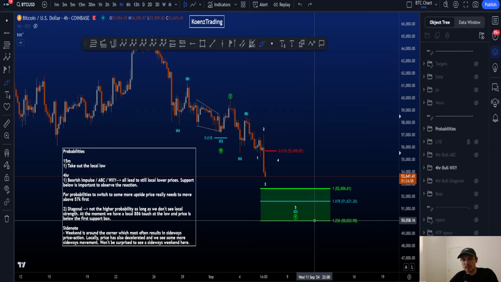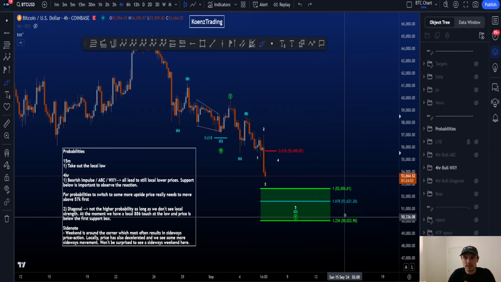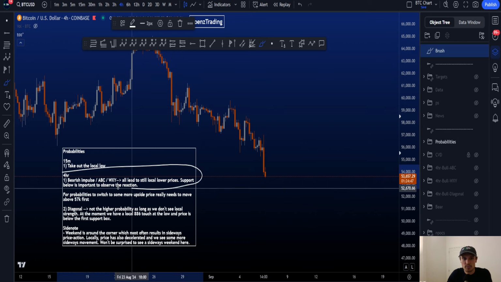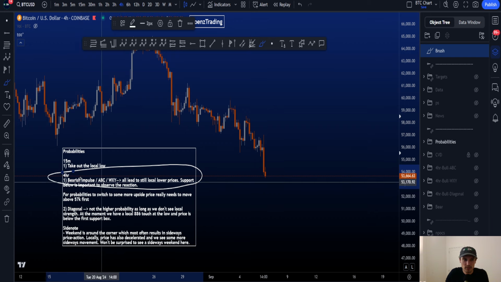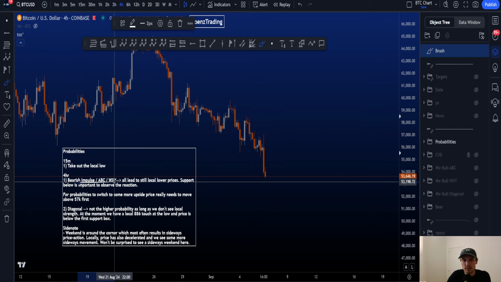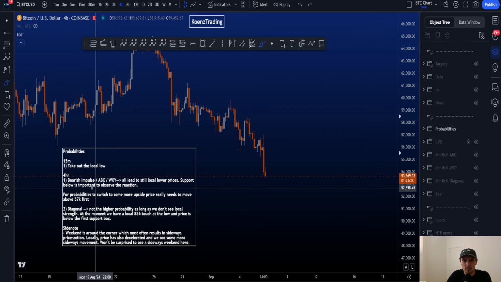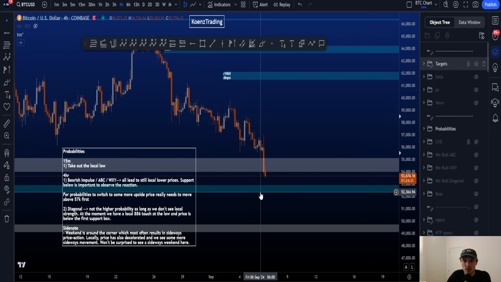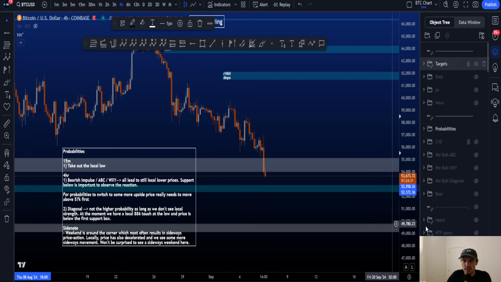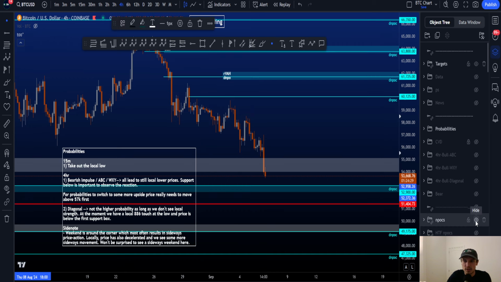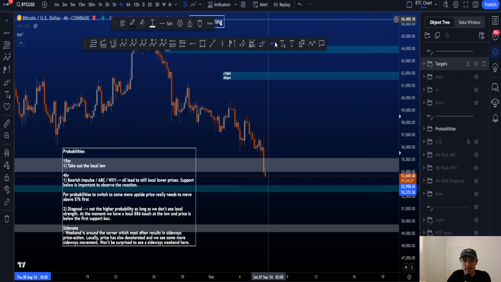So the difference is how many pushes down you get, but that is something we can analyze by the time we're actually there. But these scenarios all have similar price action in the short term, and that is the reason why I put them all together in this number 1 spot here. So bearish impulse, ABC, WXY, they all lead to still local lower prices. Support below is important to observe the reaction, and the support below here is between 52.3 and 53K, and you saw the red line on my chart at 51.4K.